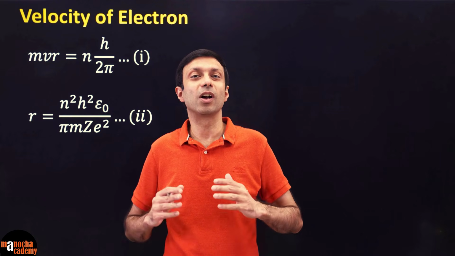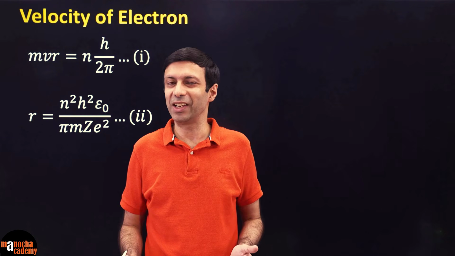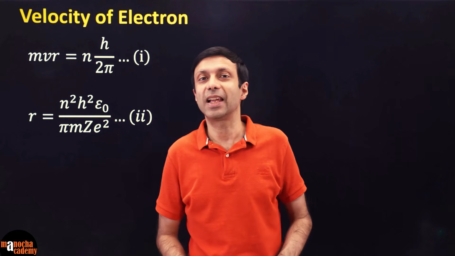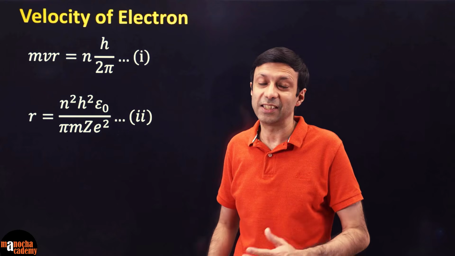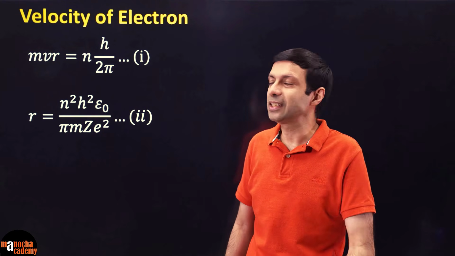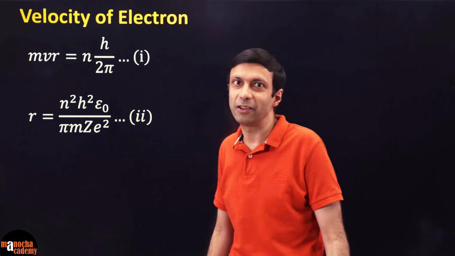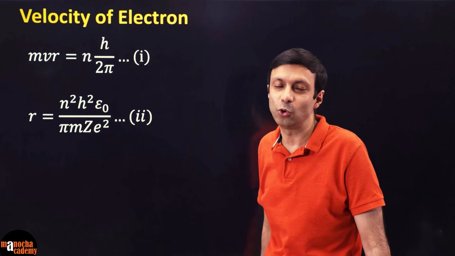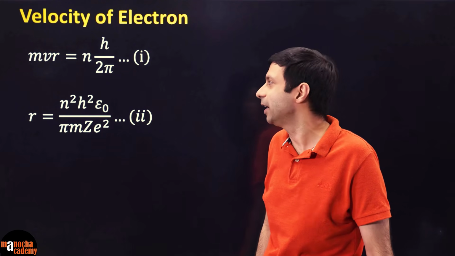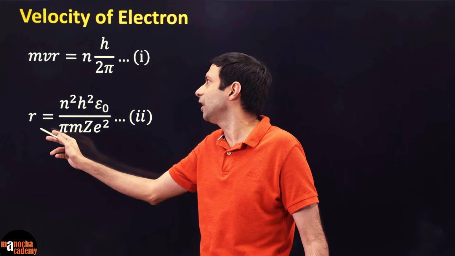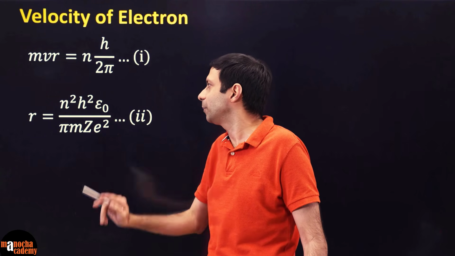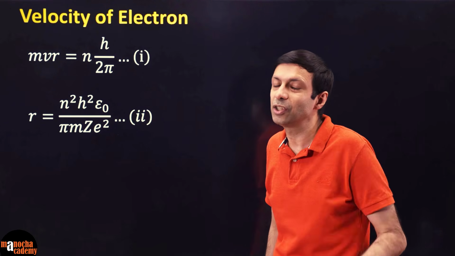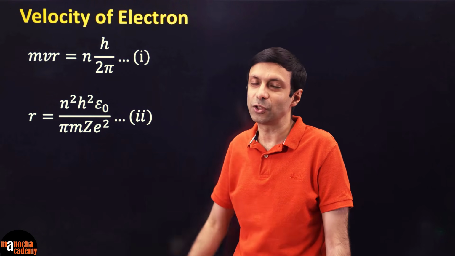We have discussed how to work out the expression for calculating the radius of the electron and also the shortcut formula. Now let's look at how we can calculate the velocity, that is the speed of the electron. Once again, we are going to use these two equations that we learned. Remember, angular momentum mvr equal to nh by 2 pi, integer multiples of h by 2 pi. And here you have r equal to n square h square epsilon naught divided by pi m Z square. This was the expression we derived for the radius of the electron.